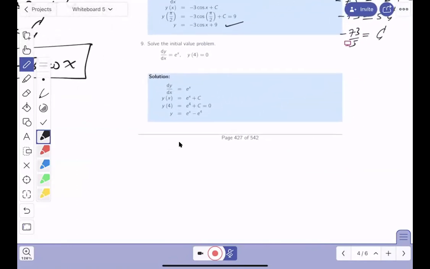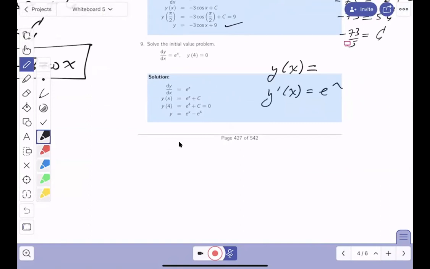Next one is number 9. And again, these are relatively simple questions if you understand them. If you don't understand them, they're not simple. And y is a function of x. I just don't know what it is, but I do know y prime, which is dy dx, is equal to e to the x. Now, going backwards, this is pretty simple to do. It's going to be e to the x plus c. What do they tell me? They tell me y at 4 is equal to 0.